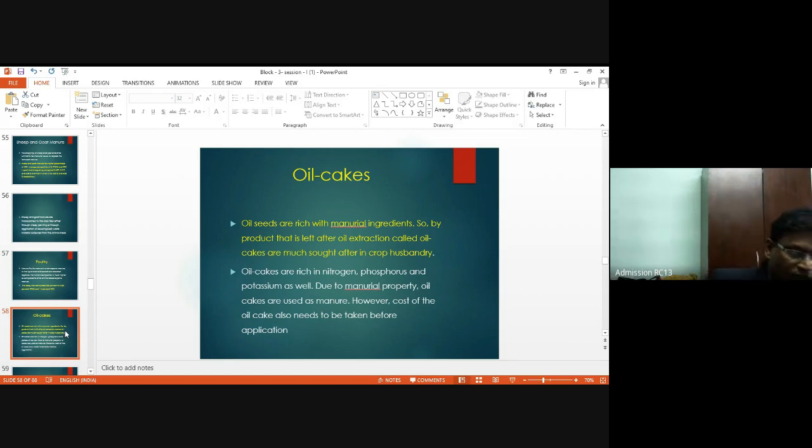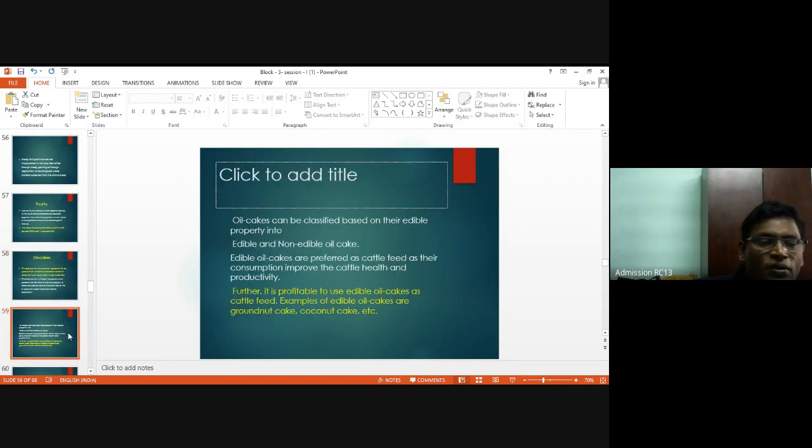Again, after the extraction, the waste generated is rich in nitrogen, phosphorus, and potassium. And due to the manurial property, oil cakes are used as manure. However, the cost of the oil cake also needs to be taken into account before the application. The oil cake can be classified based on the edible property into edible or non-edible oil cake. Edible oil cake is preferred as cattle feed, as consumption improves cattle health and productivity.